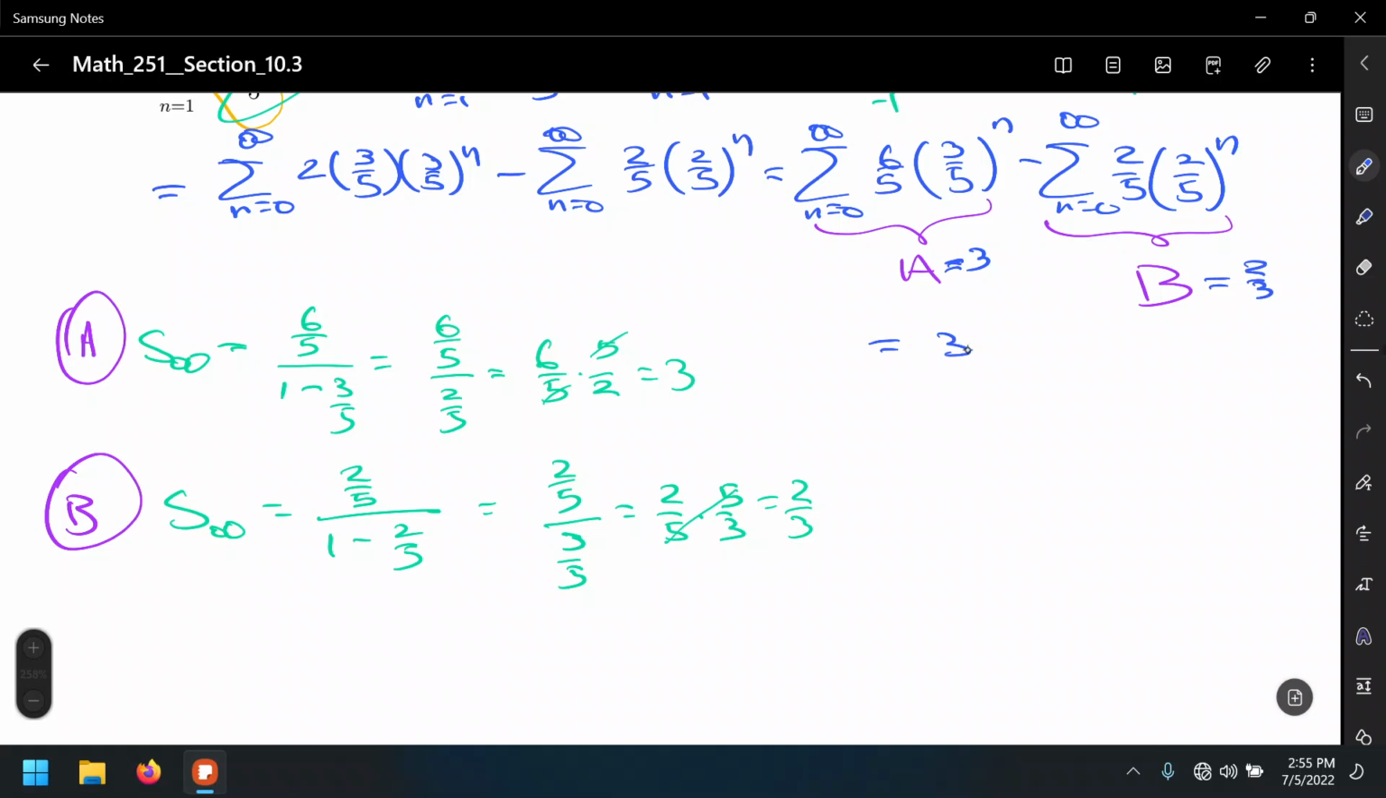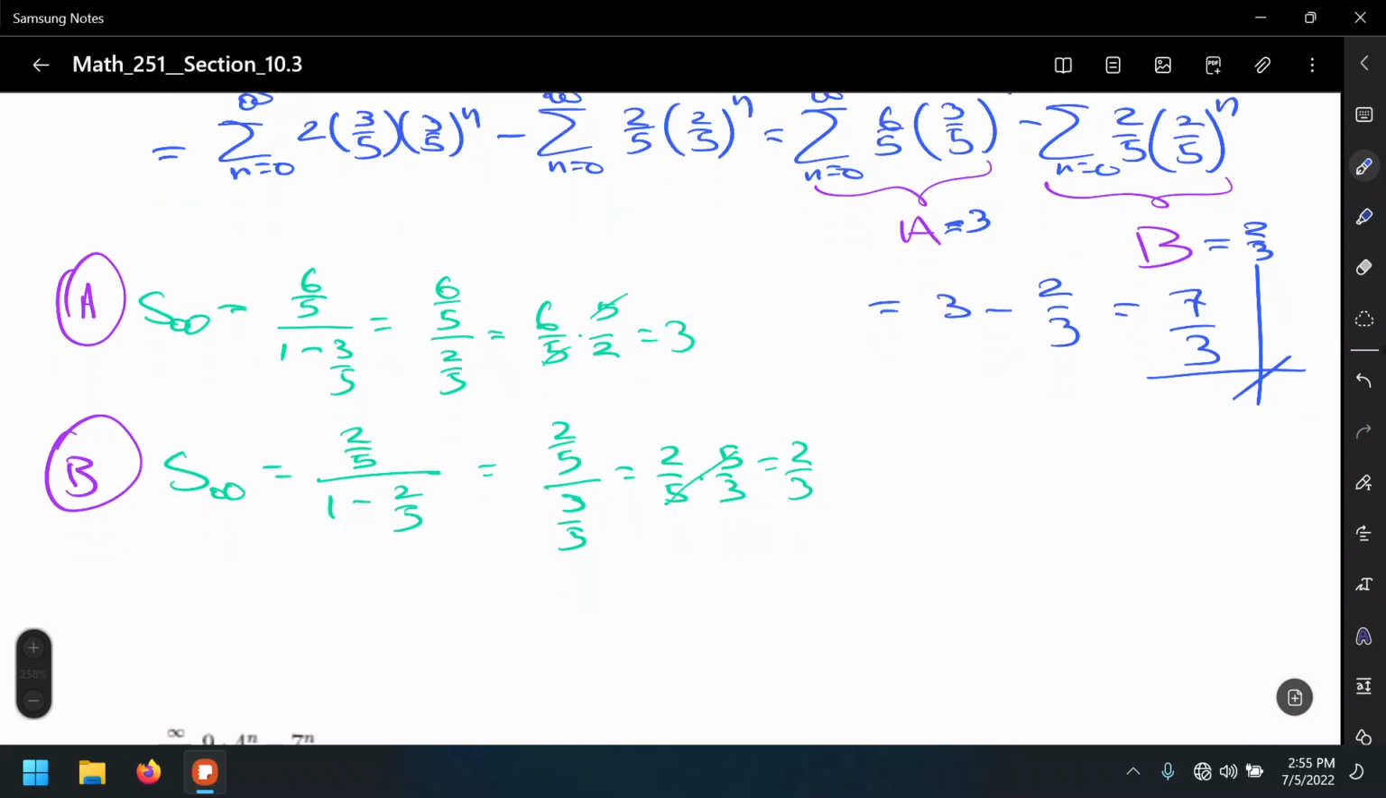So that's 3 minus 2/3. 3 times 3, which is 9. 9 minus 2, 7/3, which is what pretty much all of you got. All right. Let's see if there's anything else.